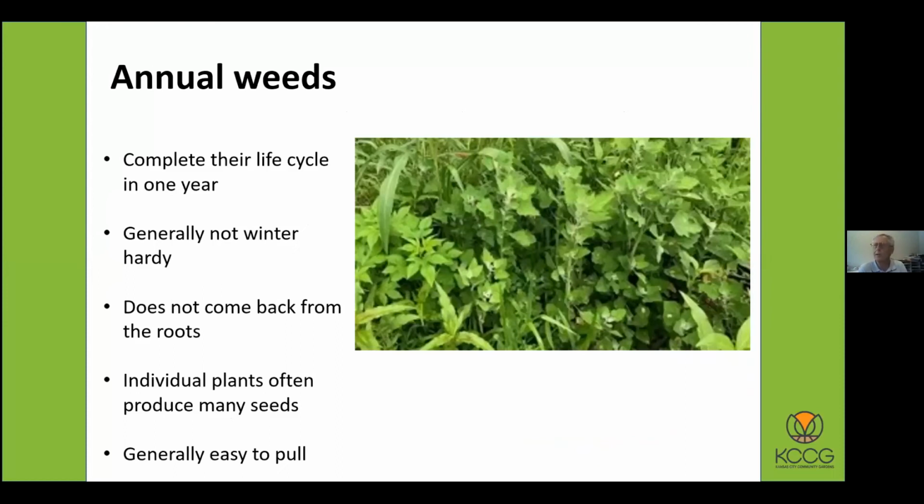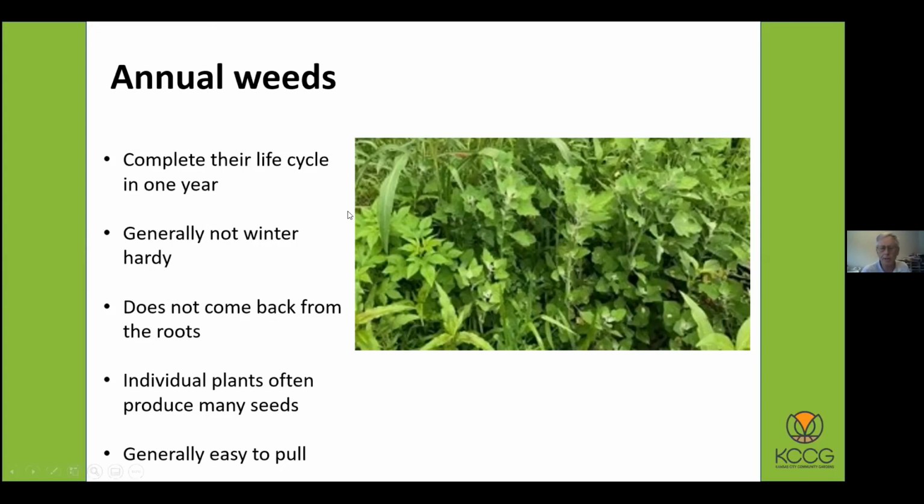All right, now we're ready to talk about some specific types of weeds. We aren't going to spend a lot of time, except on a few of them, which are maybe a little more difficult than the others. Just a quick review: annual weeds complete their life cycle in a year. They're not winter hardy. They don't come back from the roots. They produce lots and lots of seeds. Generally, they're pretty easy to pull.